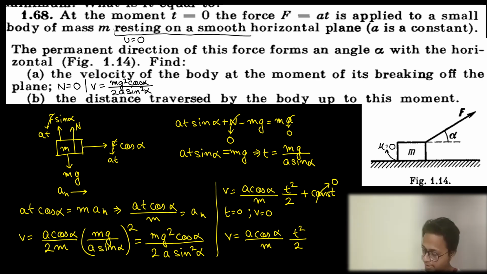Now let's read the second part of the question. The second part of the question is the distance traveled by the body up till this moment. So what is the distance traveled by the body? The body is only traveling in the x direction. There is no y component of acceleration or velocity. So the distance traveled is nothing but, what is the equation of velocity? The equation of velocity is this one. So can I say dx by dt is equal to velocity?